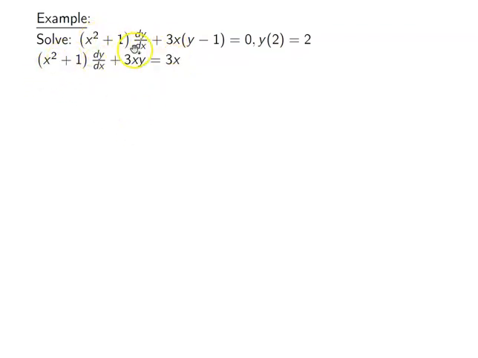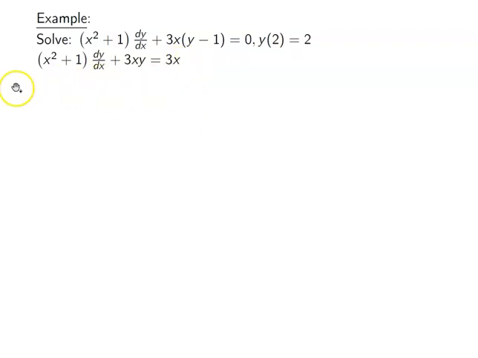I don't need to distribute this y prime across x squared because I want to get this thing alone in front of everything else. But I will distribute this 3x so that it is in a proper form now: a function times y prime, some function in x times y equals some other function in x.